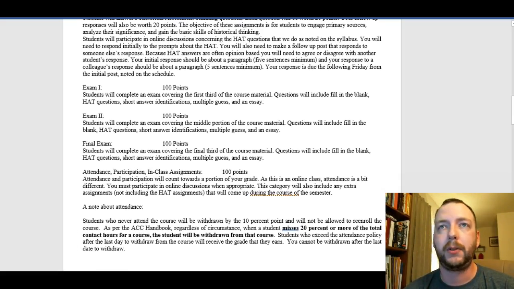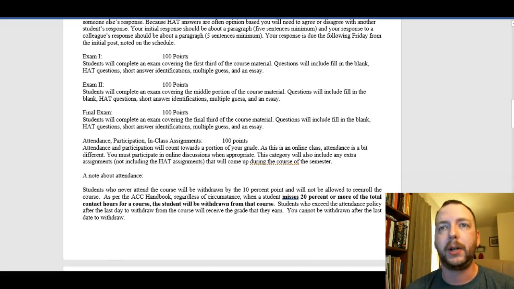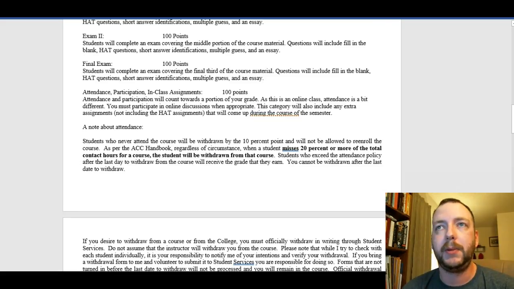So what else do we have to do? 3 exams there. They're pretty much the same wording on each of them. Each is worth 100 points. And then we have our attendance, participation, and in-class assignments. Attendance and participation will count towards a portion of your grade. As this is an online class, though, attendance is a bit different. You must participate in these online discussions when appropriate. And I'm talking about your responses to the hack questions. Those are online discussions.